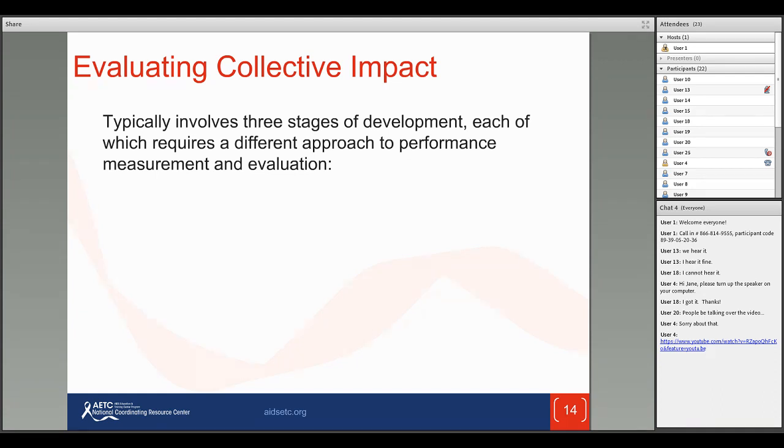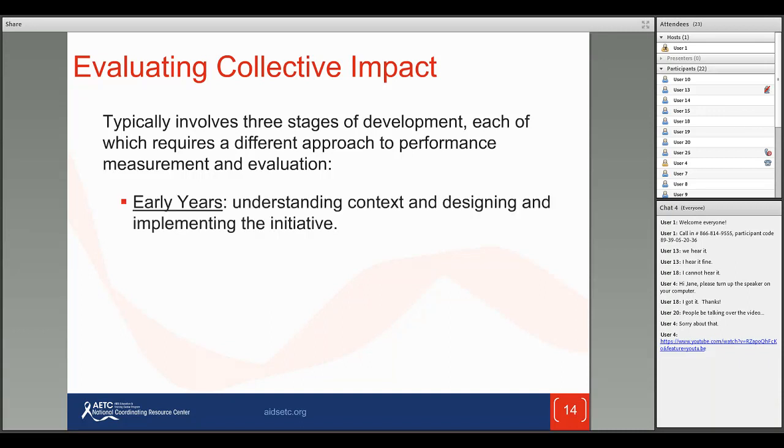Okay, so evaluating collective impact, typically there are 3 stages of development, which requires a different approach to performance measurement and evaluation. It takes time to build partnerships. This is really a new approach to public health, working through partnerships, working through collaboratives. It takes time to engage organizational as well as community partners at the table, and to build that trust, to build that value, to pitch the interventions, to get input and feedback in the design, etc. So in the early years of a partnership that's using a collective impact approach, understanding the context of the community is very important while designing and implementing the initiative.